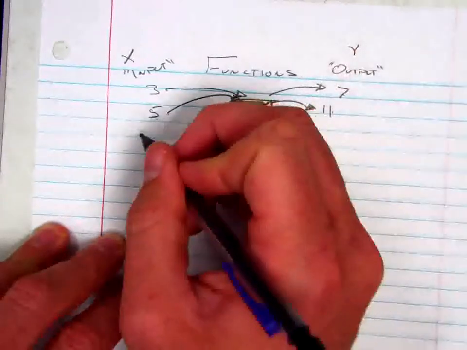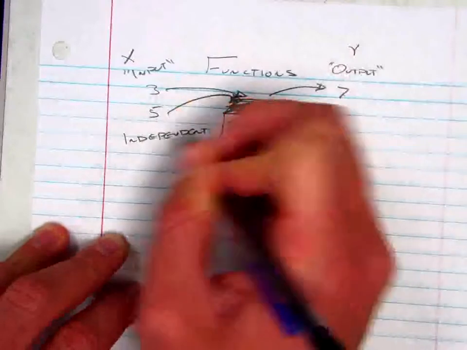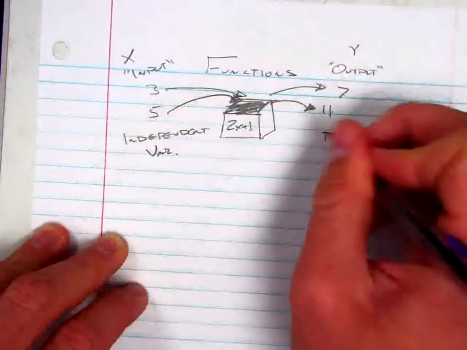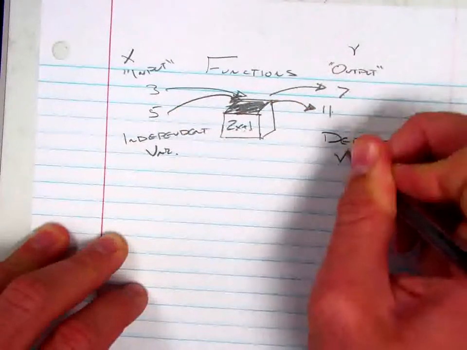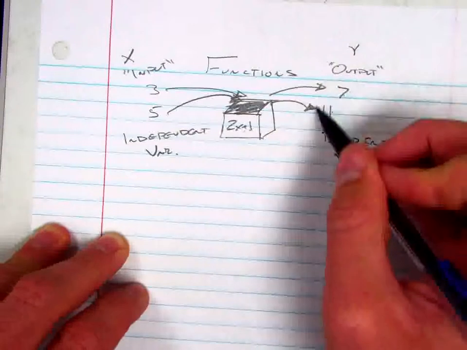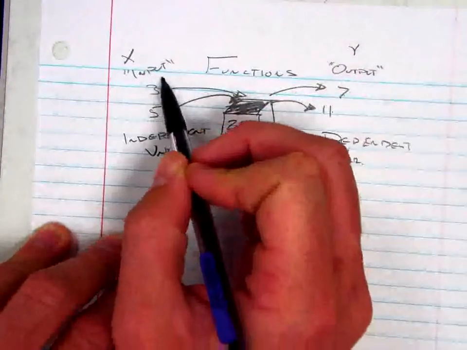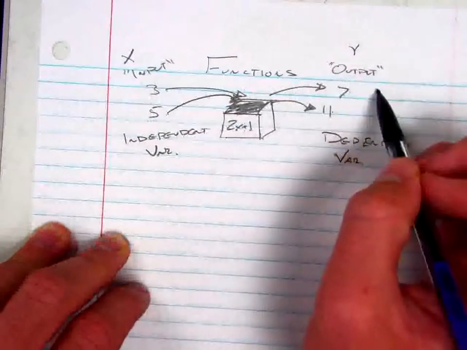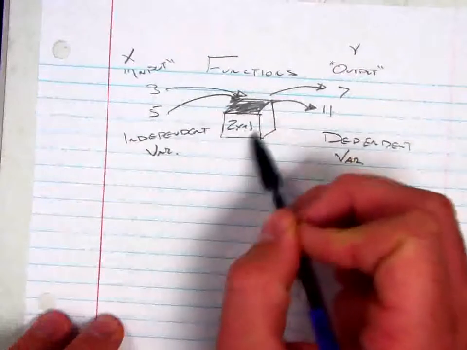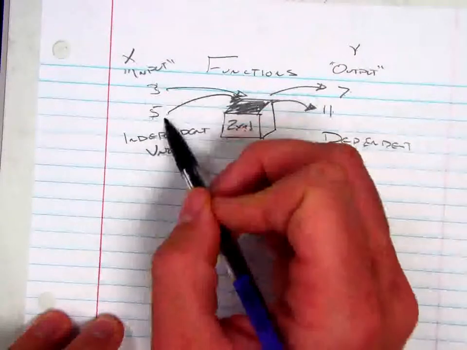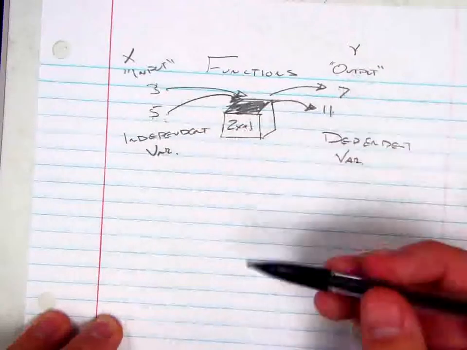Something else you may hear this called is the independent variable and the dependent variable. The reason for that is whatever pops out depends on what you throw into the box, obviously. If I throw a different number into my box, it's going to change what number pops out. So if I know a function like this, and I know what my x values are, I can use that function to find out what my y values, or my output values, are.